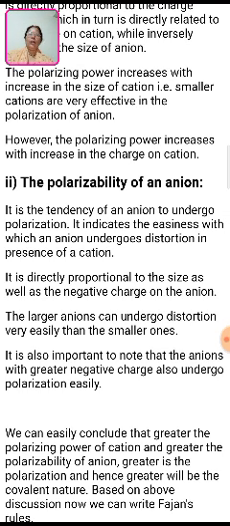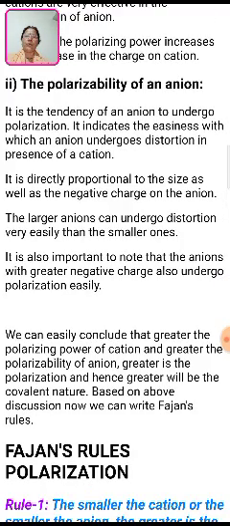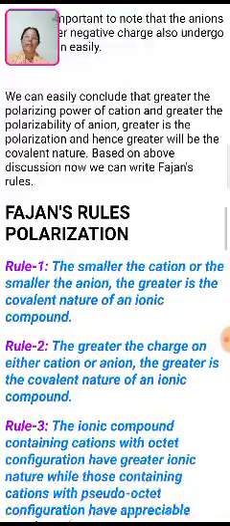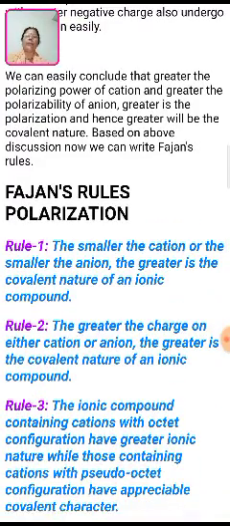The polarizability of an anion. It is the tendency of an anion to undergo polarization. It indicates the easiness with which an anion undergoes distortion in the presence of a cation. It is directly proportional to the size as well as the negative charge on an anion. The larger anions can undergo distortion very easily compared to the smaller ones. It is also important to note that the anions with greater negative charge also undergo polarization easily. We can easily conclude that the greater the polarizing power of the cation and the greater the polarizability of the anion, the greater is the polarization and hence the greater will be the covalent nature. This is based on the above discussion.